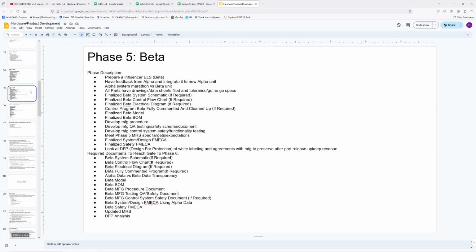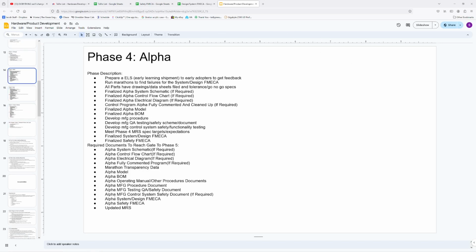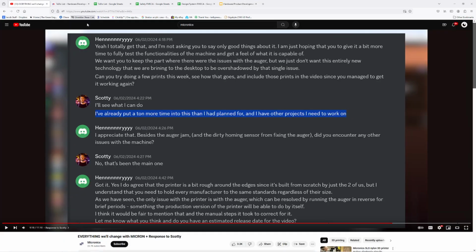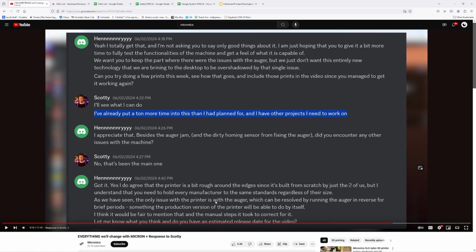Right, so you go in here in these kind of betas, alphas. Do you have some manufacturing control? Do you have a QA manufacturing testing before you ship it? Again, they said in Scotty's video that they tested it before they shipped it out. It seems that something happened, right? Projects I need to work. So yeah, I mentioned the manual step it took to correct it, which he did show.